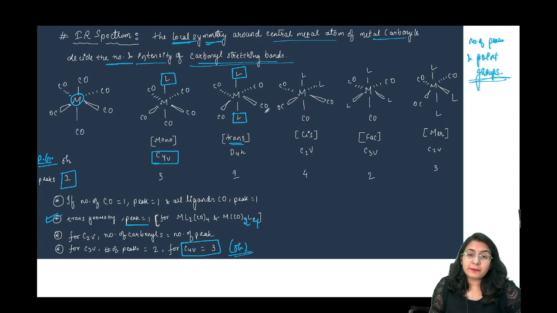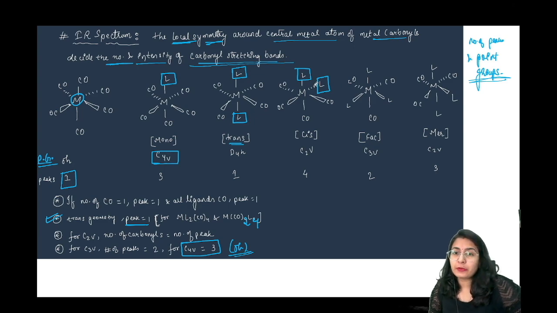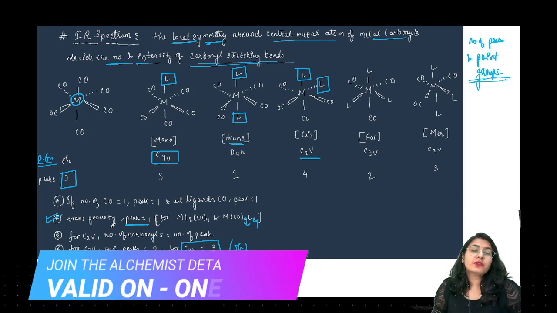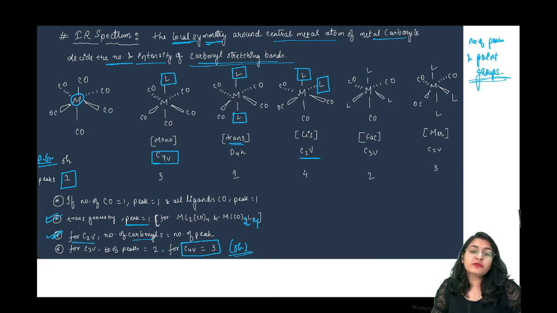Now let's come and replace the other equatorial ligand. I have replaced the equatorial carbonyl with another ligand like this. Now here comes the point group C2v. For C2v, the number of carbonyls is going to give you the number of bands. ये देखो, for the C2v point group, the number of carbonyls is going to give you the number of peaks. There are 1, 2, 3, 4 carbonyls in this molecule. That's why 4 peaks. Got it?